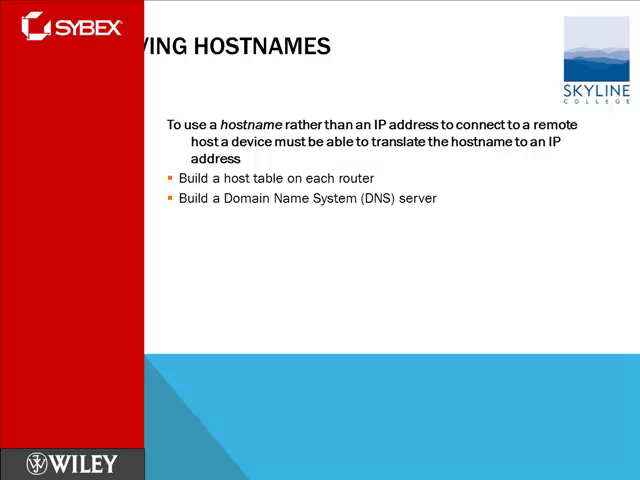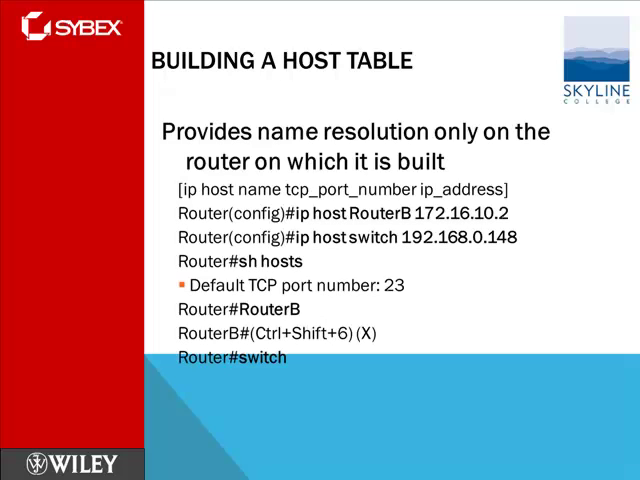Host names: you can either do a host table or a DNS server. There are situations that you need these things named, not always, but you can specify a DNS server so that it does the lookups from the DNS server, or you can create a host table which has a listing of all the names that you're going to use as well as the IP addresses that it does the lookups there. IP host router B 172, IP host switch, on and on. Show host, as we go through those things. The default port number is 23.